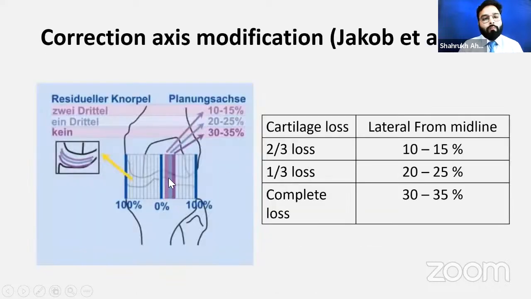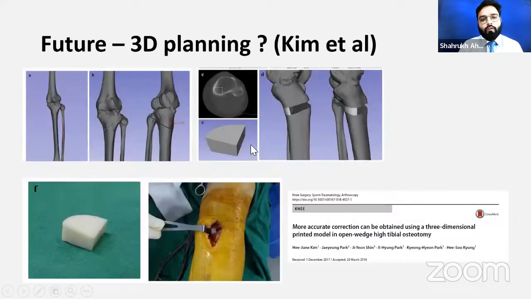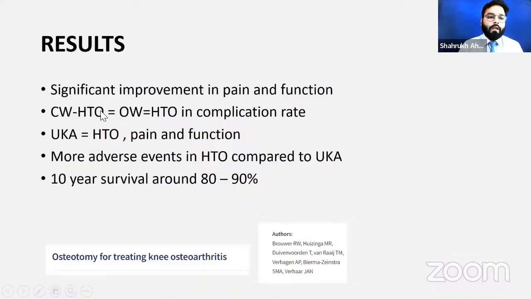The Fujisawa point has also been modified by Jacob et al. Depending upon the cartilage loss, we can shift from the midline and place the new mark to align the axis and perform the deformity correction. The future of planning is 3D planning, and appropriate size wedges can be made, which can be placed inside the osteotomy gap while the plate or implant is being applied.